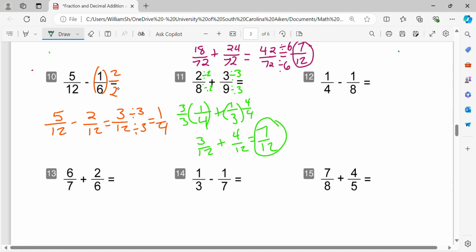Alright, number 12, we have 1/4 minus 1/8. Common denominator here should be an 8, which means I need to multiply this one by 2/2. 2 times 1 is 2, 4 times 2 is 8. 2/8 minus 1/8 is 1/8. Whoop-de-doo.